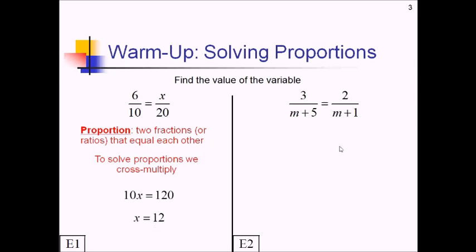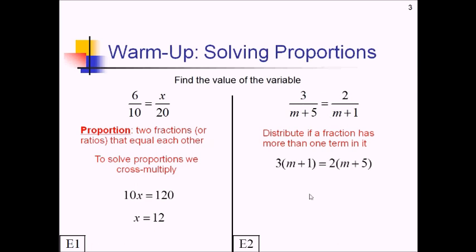All right, on this one, a little bit trickier here, we have more than one term on the denominator of both of these fractions. If you have multiple terms on one side of a fraction, you have to distribute in that situation. So this is really 3 parentheses m plus 1 equals 2 parentheses m plus 5. And it's up to you whether you show this parentheses step, but you still have to distribute. So that'll be 3m plus 3 equaling 2m plus 10.